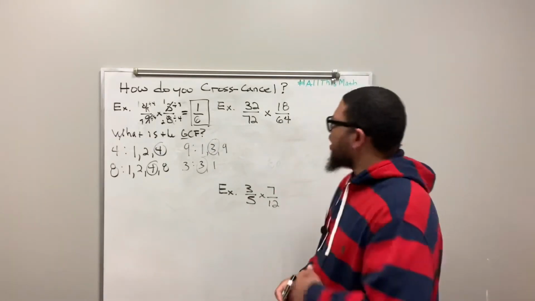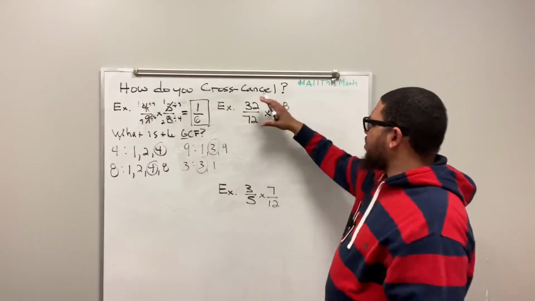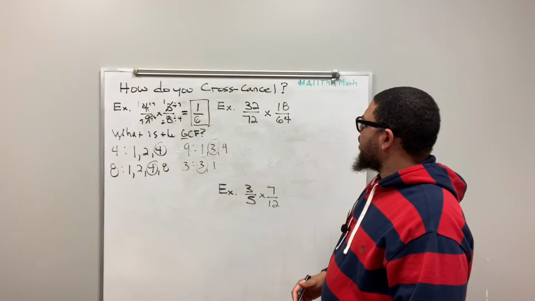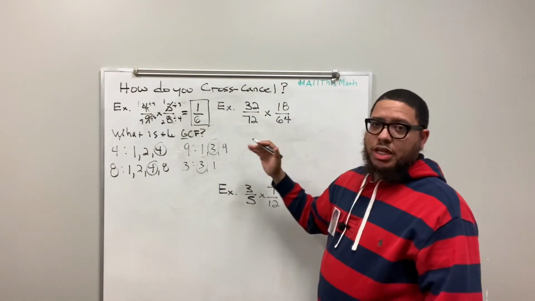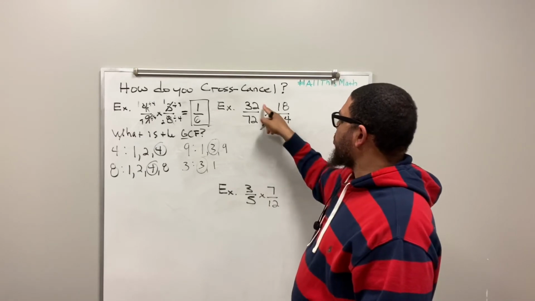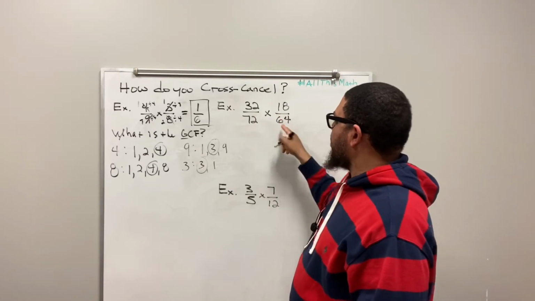All right, let's take a look at this example. These numbers are huge. All right, but check this out. We can cross cancel. So I see 32 and I see 64. 32 and 64.